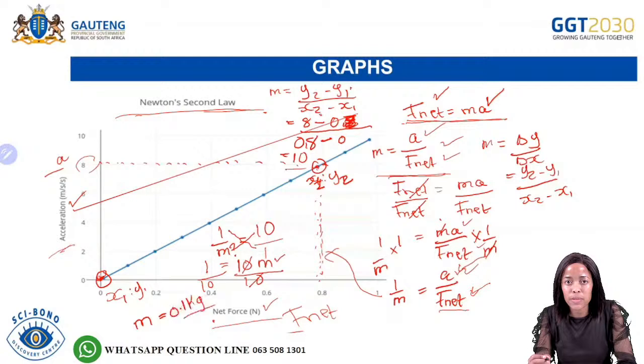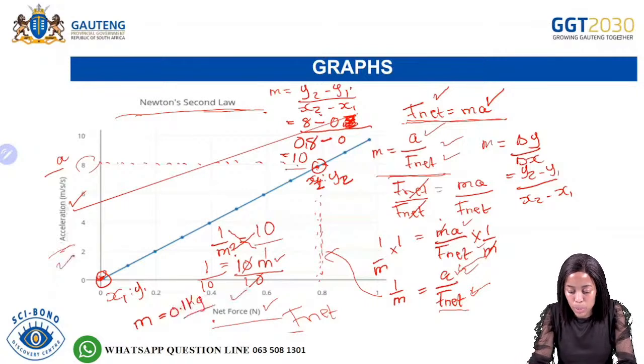So I will just quickly explain it again. I said that if they asked you to calculate the mass of the object given the graph, what are you supposed to do? Remember the first step is that a division of the y-axis with the x-axis gives you the gradient. So that is step number 1. So what did we do?